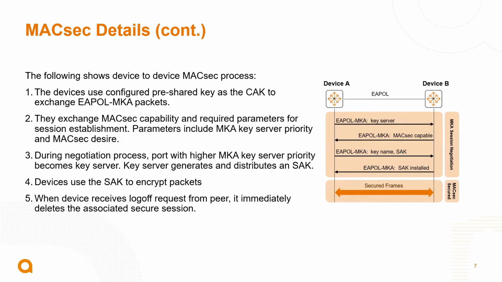There's a typo here, sorry. The port with the lower key server priority becomes the key server, and it's going to generate that secure authentication key. Once both devices have this secure authentication key, the link will be up and the MACsec secure tunnel will be secured.